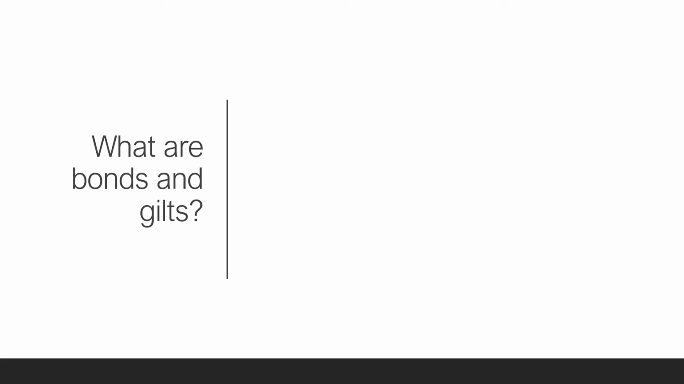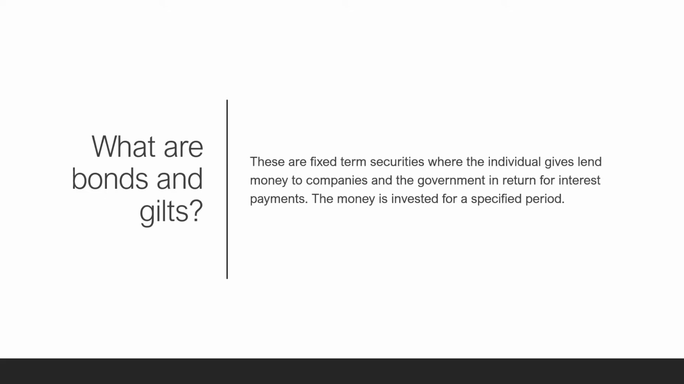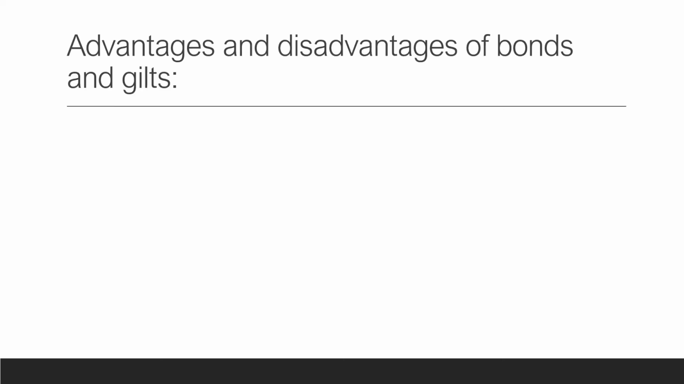Now, what are bonds and gilts? Bonds and gilts are fixed term securities where the individual lends money to companies and the government in return for interest payments. So the money is invested for a specified period of time.